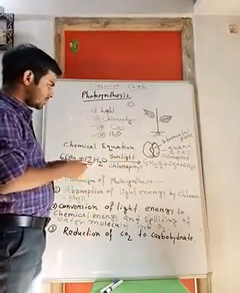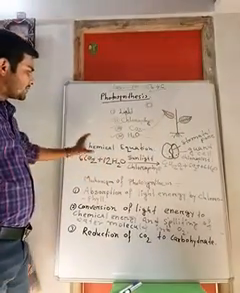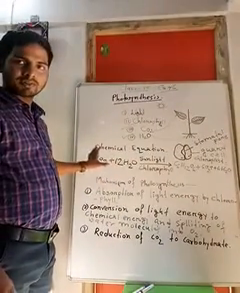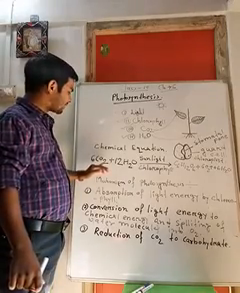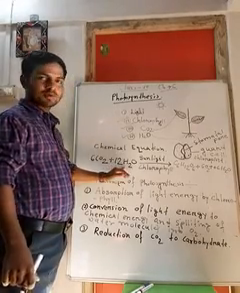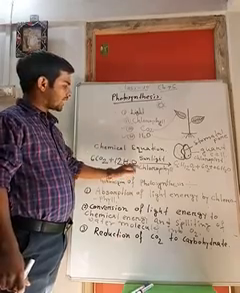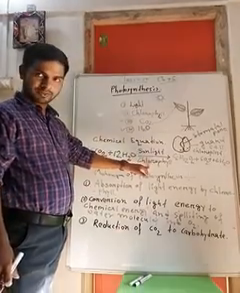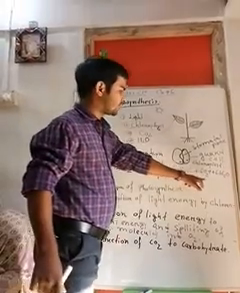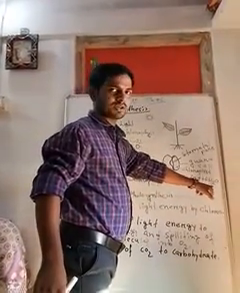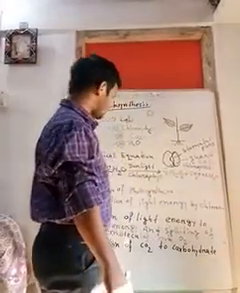Okay. So what is the chemical equation of photosynthesis? That means when 6 moles of carbon dioxide react with 12 moles of water with the help of sunlight and chlorophyll, it will produce 1 molecule of glucose, 6 molecules of oxygen and 6 molecules of water.